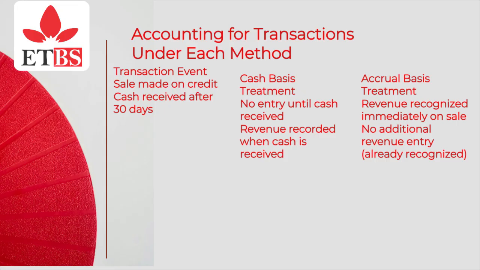4.2 Example: expense for utilities, 20,000, paid next month. Transaction event, cash basis treatment, accrual basis treatment. One, utilities incurred: no entry until cash paid; expense recognized when incurred. Two, payment made next month: expense recorded when cash paid; no additional expense entry, already recognized.